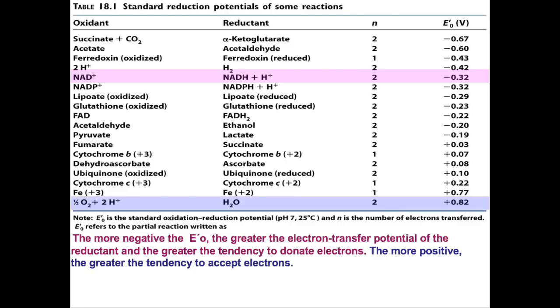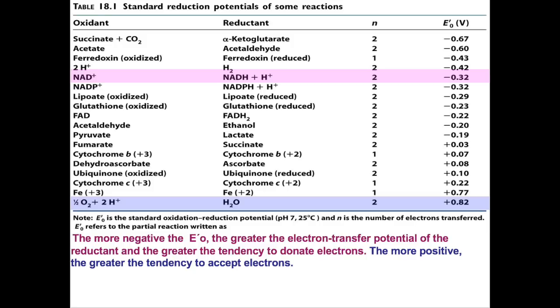Here's a table which is similar to that which we saw when we looked at phosphoryl transfer potentials. Please do not memorize this slide. You do not have to memorize a single thing on it. All you need to know is that the reductant, NADH, has a higher electron transfer potential than does water. And you also need to know the more negative the reduction potential, the greater the electron transfer potential is for the reductant, and the greater the tendency is to donate electrons. The more positive, the greater the tendency to accept electrons.